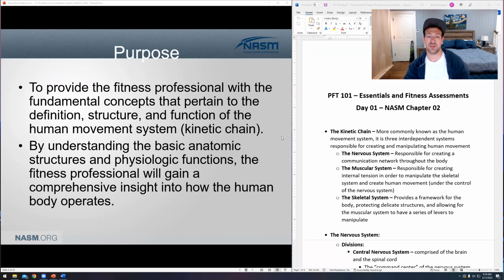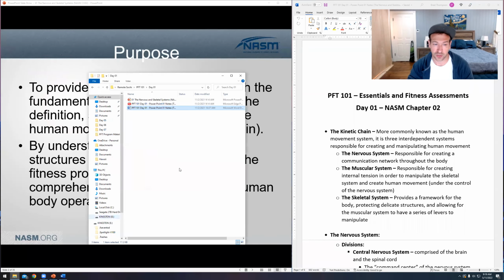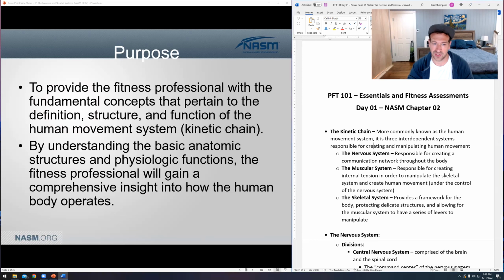So the purpose of today's lesson, we want to give you guys a pretty good understanding of the overall kinetic chain. Now, I'm not doing the entire kinetic chain today. We're really only doing 2/3 of it. We're going to look at the overall structure portion, which is the skeletal system, and then we're going to look at the command center, the nervous system. Once we understand that, tomorrow we'll be able to much better understand muscles, which is sort of in the middle.